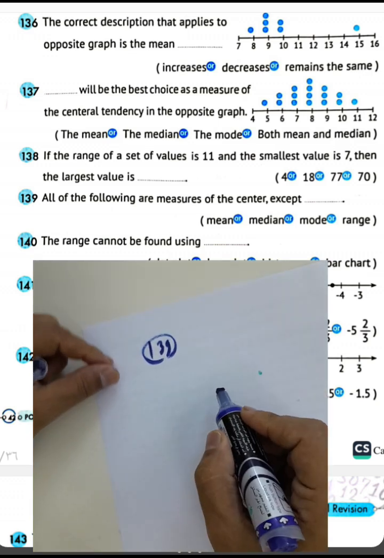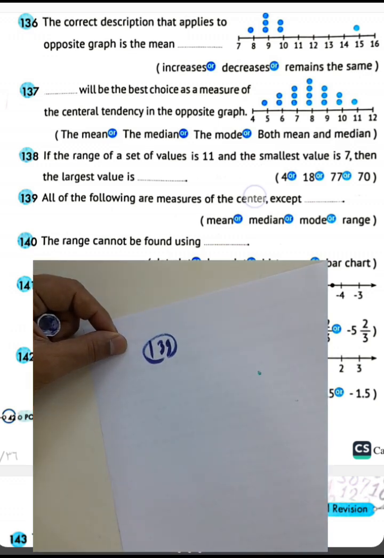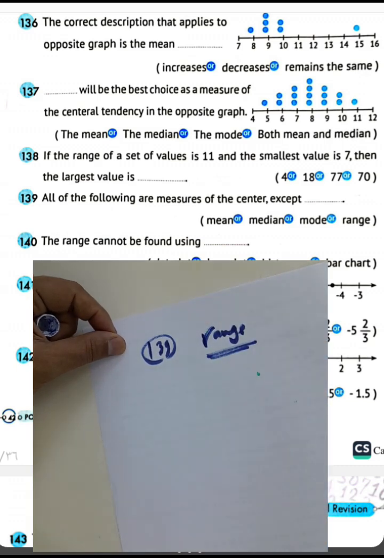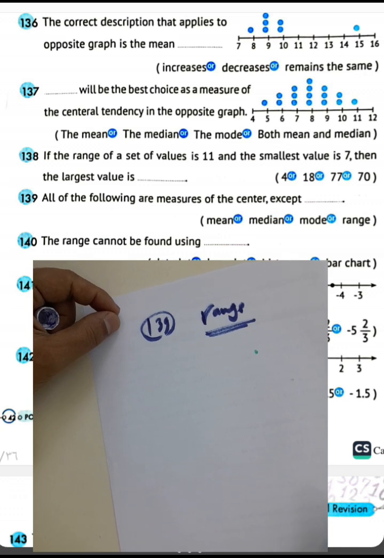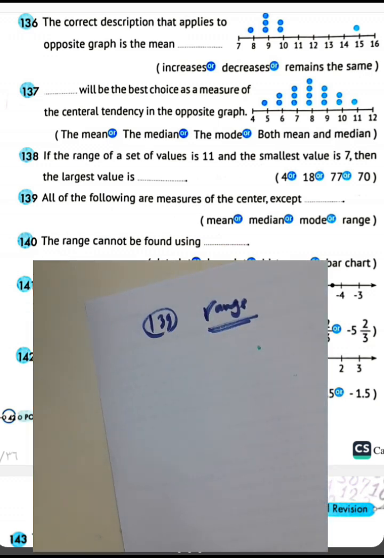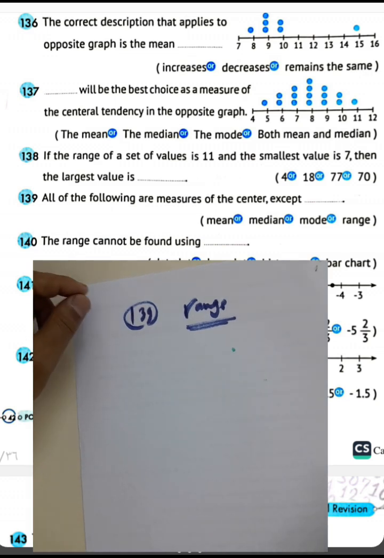Question 139. All the following are measures of the center except what? Except the range. We use the mean, the median and the mode to measure the center, but we can't use the range to find the center. We know the range equals the maximum minus the minimum value of all results.